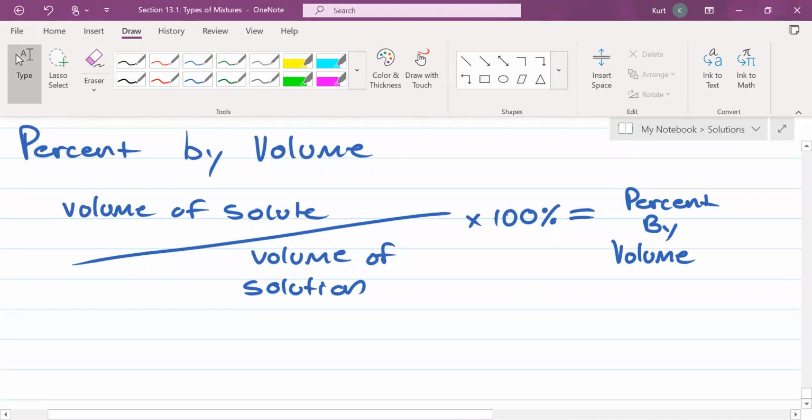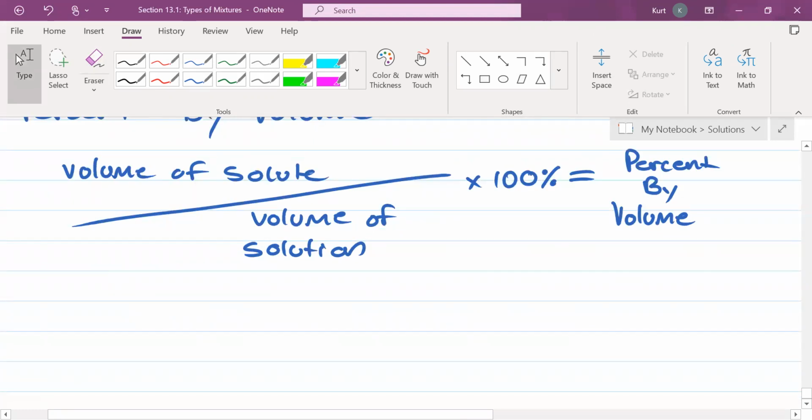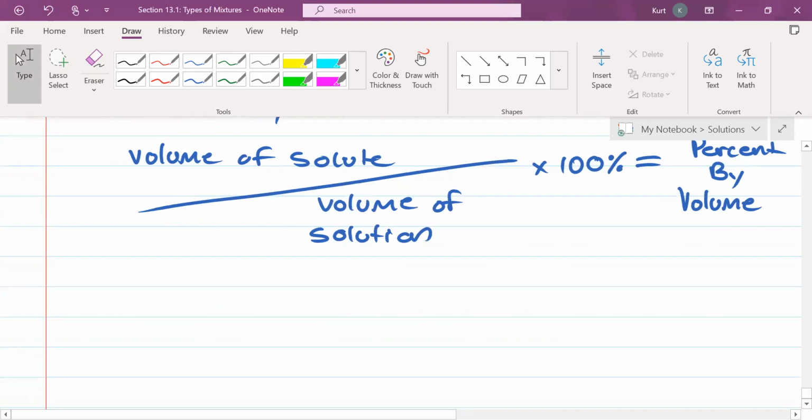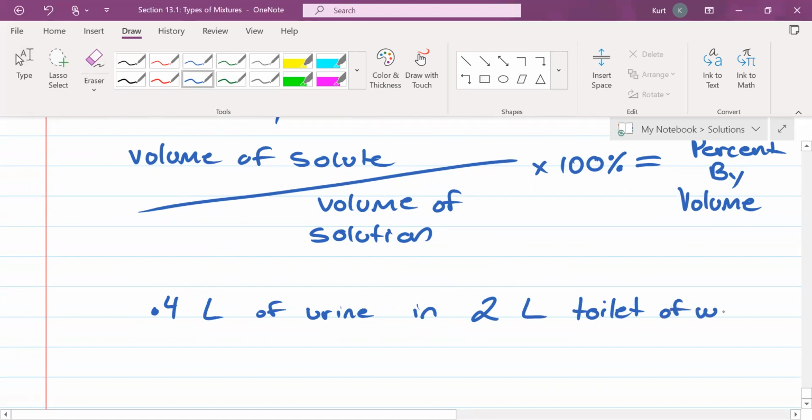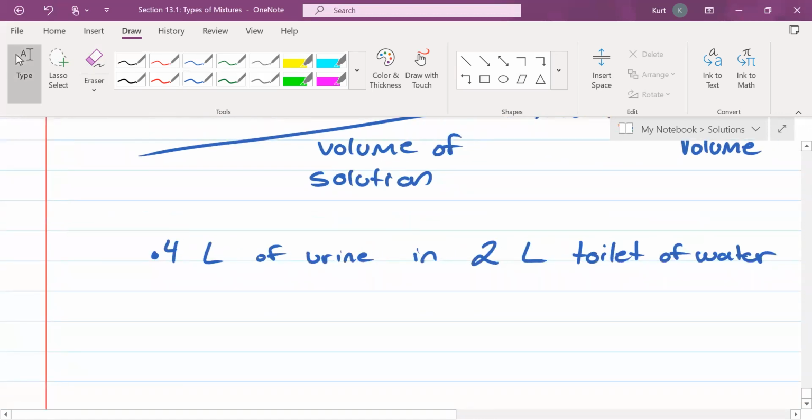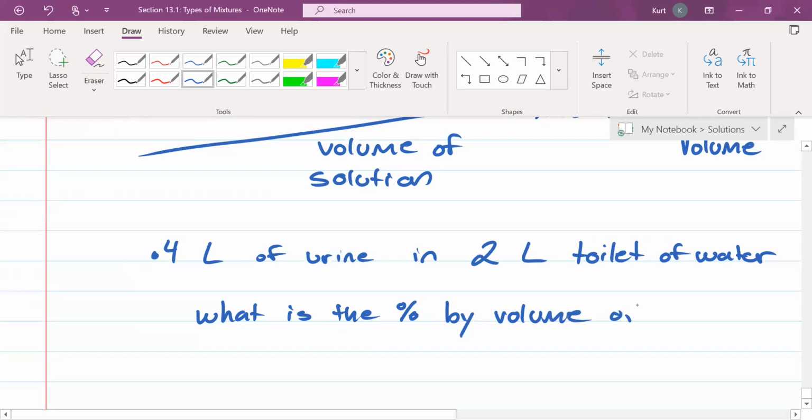So I can make up a problem like this. If you have, all right, I'll make this one kind of cheesy and gross. You have 0.4 liters of urine in a 2-liter toilet bowl. What is the percent by volume of urine in the pee water?